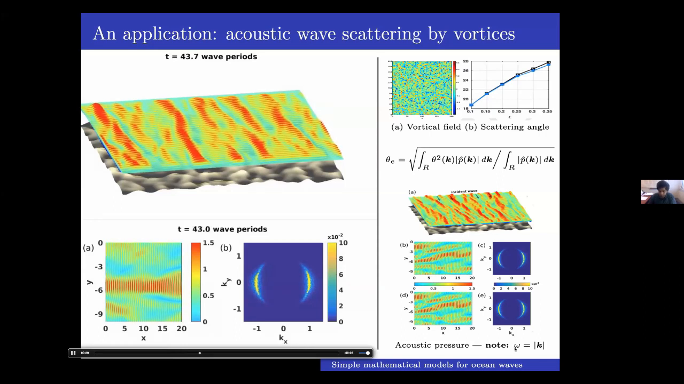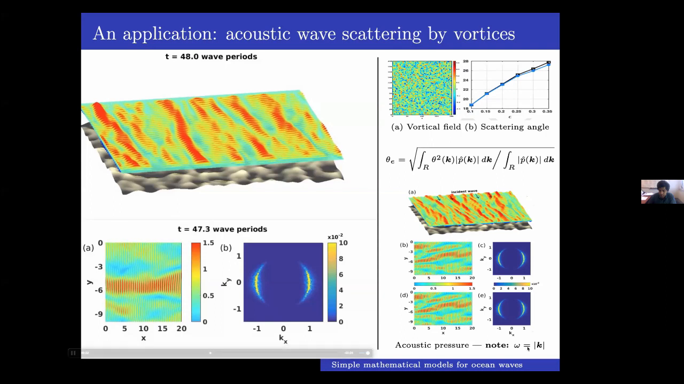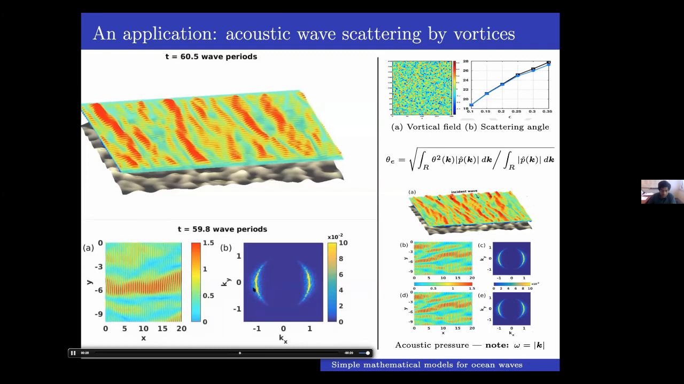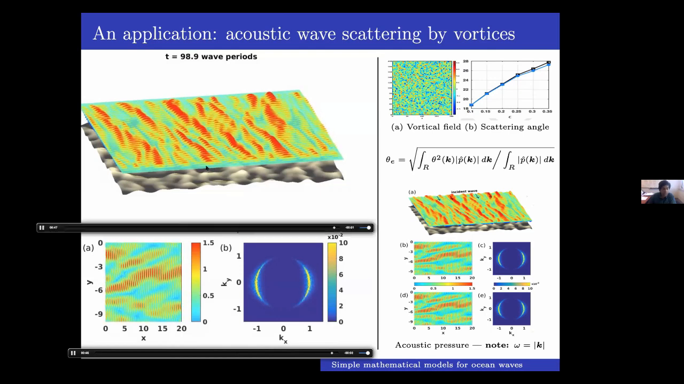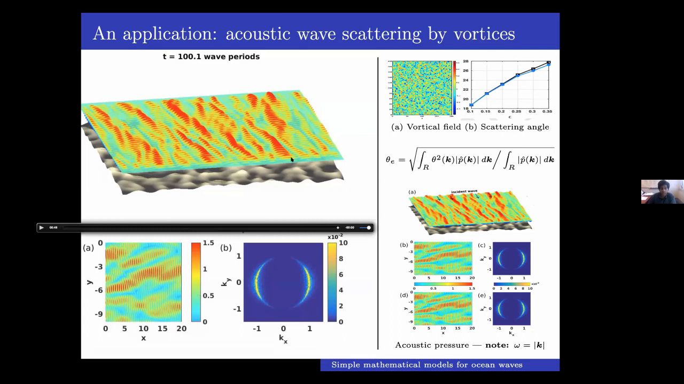And as we saw earlier, the frequencies of these acoustic waves are equal to the magnitude of the wave number. So all the wave numbers that lie on the circle have the same frequency. And due to this effect, the scattering by the vorticity field excites other wave numbers that lie on the circle. So this circle or ring gets lighted up in spectral space as these vortices scatter the wave field.